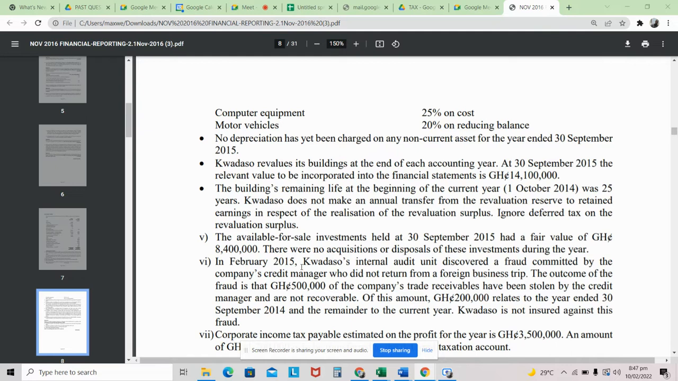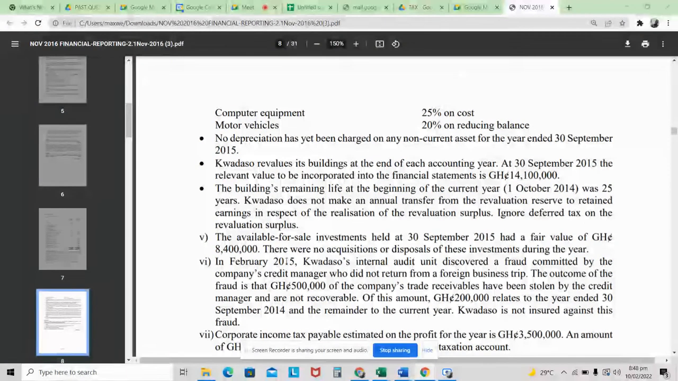In February 2015, Kwadaso's internal audit unit discovered a fraud committed. Oh, your child is worrying you. I can see. Sir, please, can someone continue? Okay, all right. I beg, the baby is not cooperating. Okay, thank you. All right, okay, let me finish it.